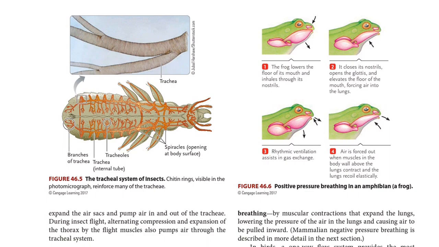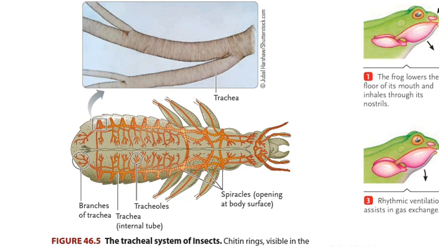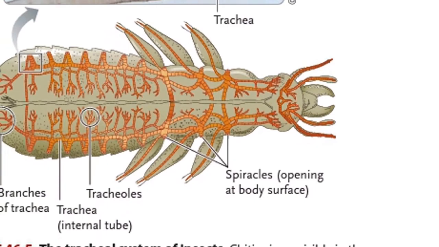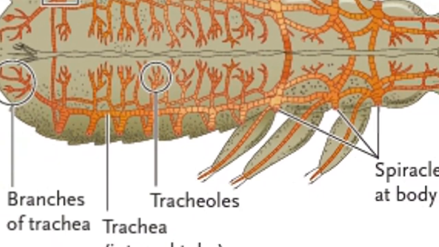Now here, the tracheal system of insect. So here, the spiracles are shown. Then the trachea, internal tube, and the tracheole are shown. Okay.